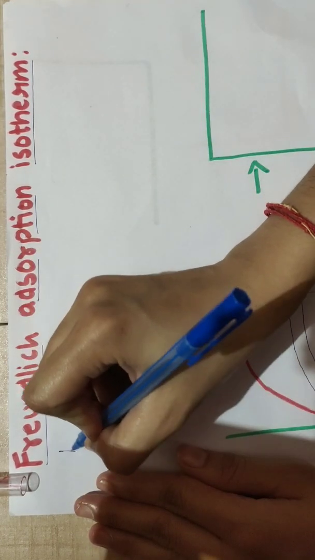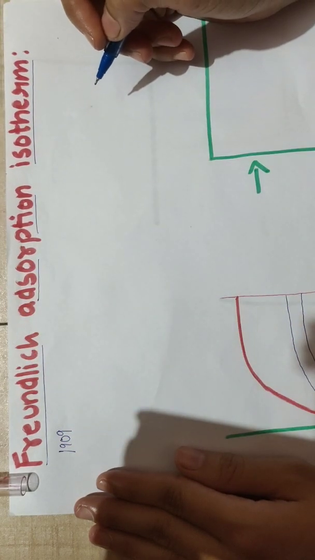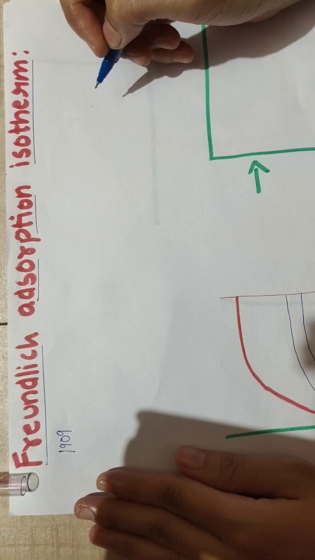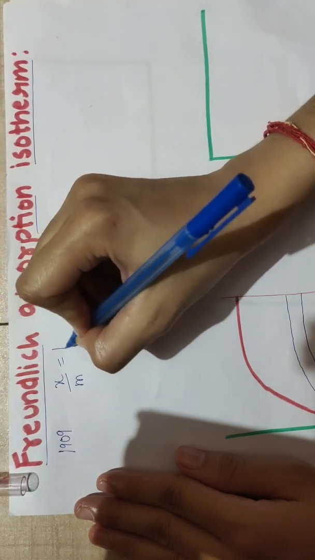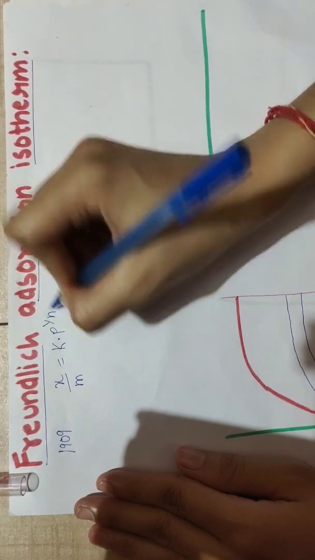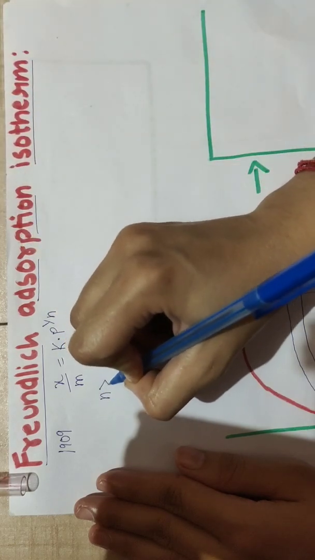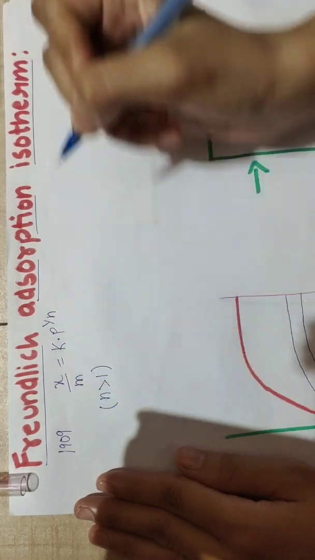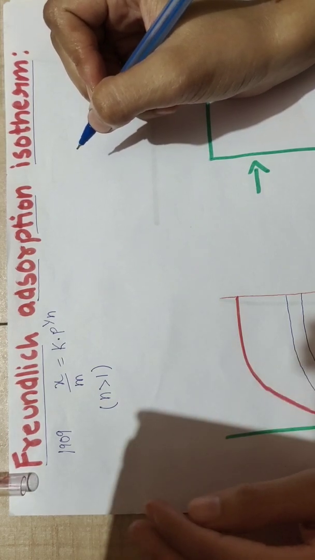Now in 1909, Freundlich gave a relationship, and that relationship was x upon m is equal to k p raised to the power 1 upon n. Now the value of n will be greater than 1.